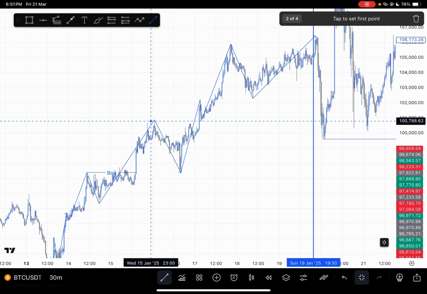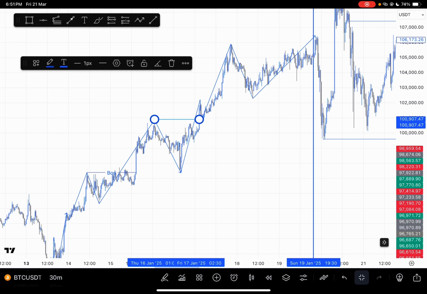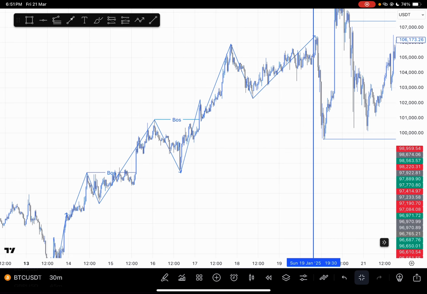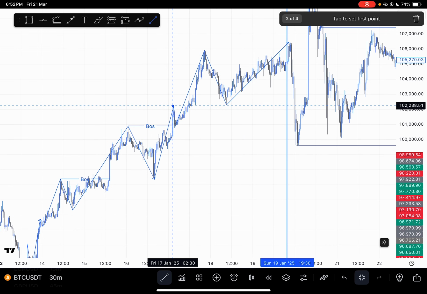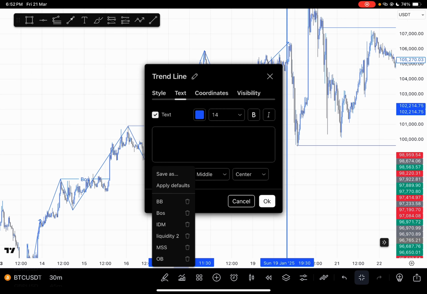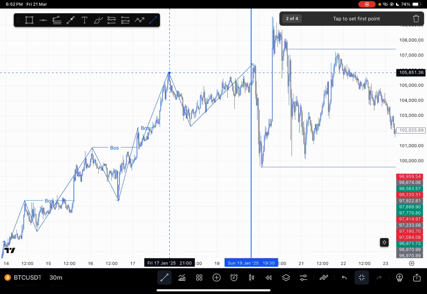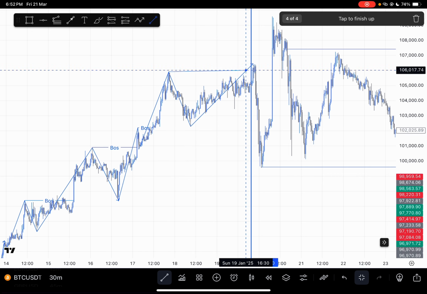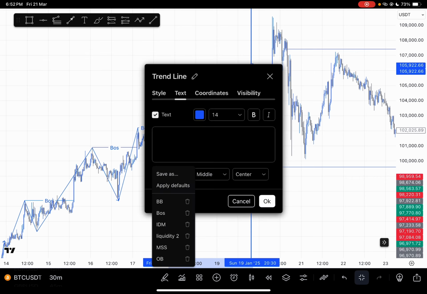Now this is the second break of structure. You mark this out also. Then this is the third break of structure. You mark it out also. Mark this as a break of structure also. Then this was the previous break of structure, and this was the last break of structure you saw when you opened the chart.